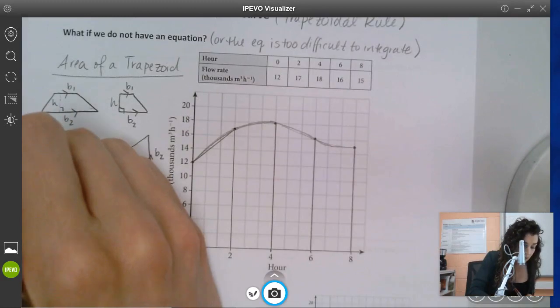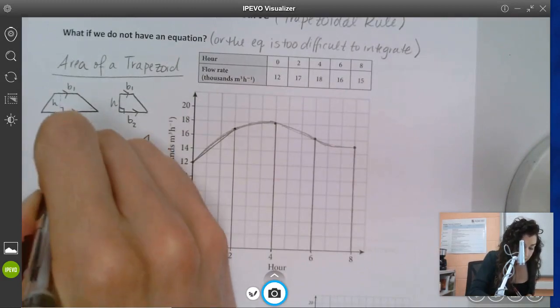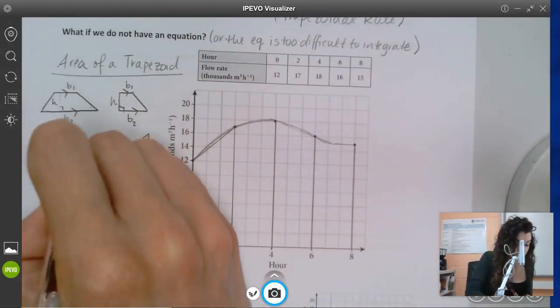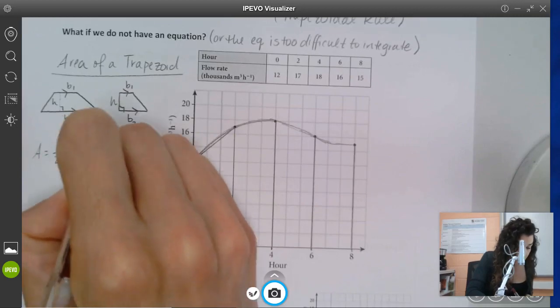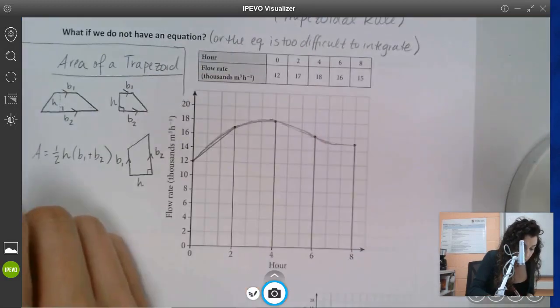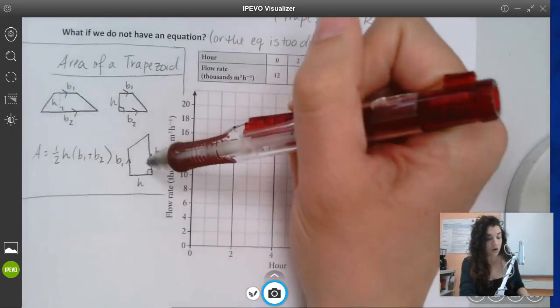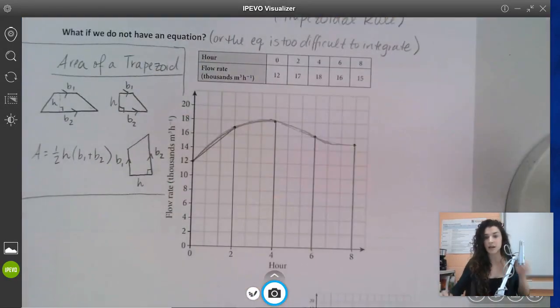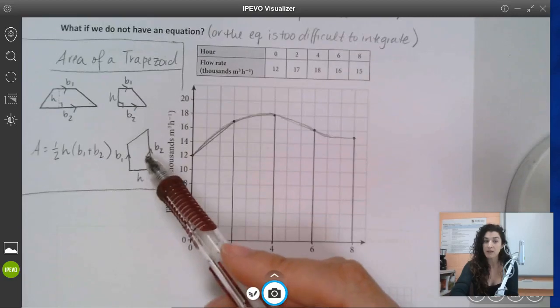So the area of a trapezoid is 1/2 times your height times your base 1 plus your base 2. Now that is in your formula packet, so you definitely don't have to have it memorized, but I do want you to know that this is the relationship of your dimensions, and that is important to keep in mind. So we use that idea of, hey, we know how to find the area of a trapezoid.